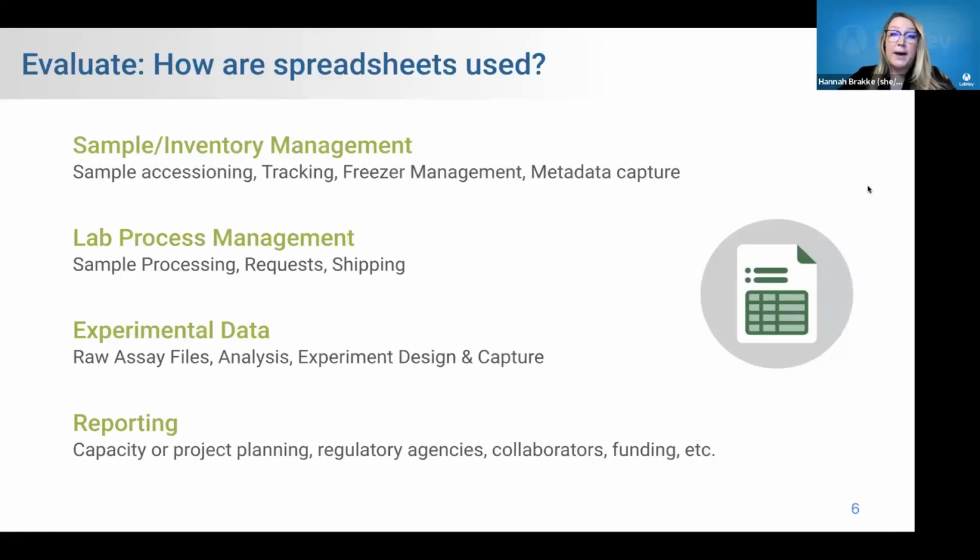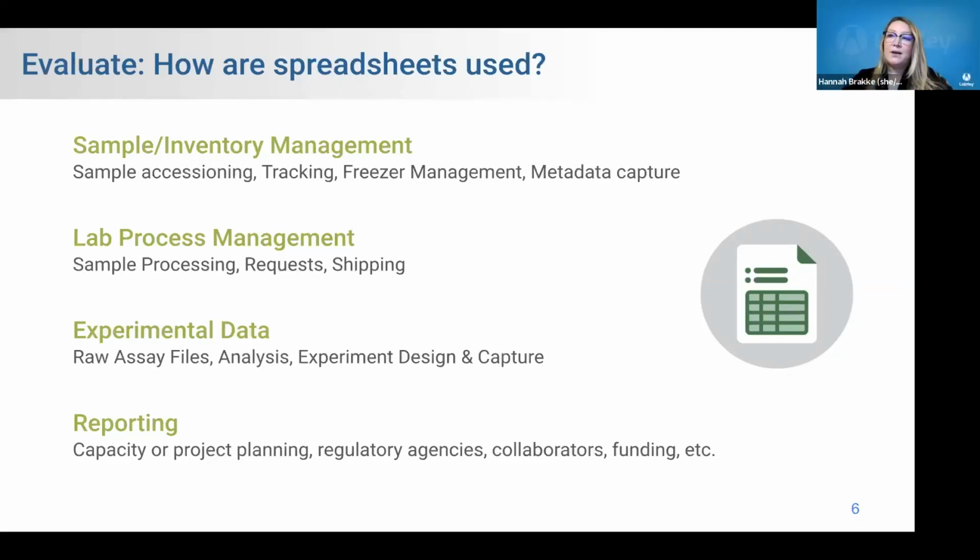So as we're thinking about how spreadsheets are used, I've got a little poll here for you guys, if you could fill this out, how you're using spreadsheets now. I would say most often it's going to be all four of these things, but we'll see what you guys say as well.